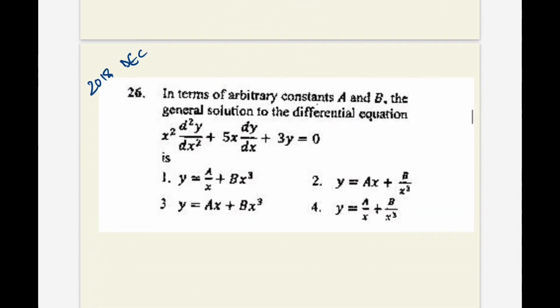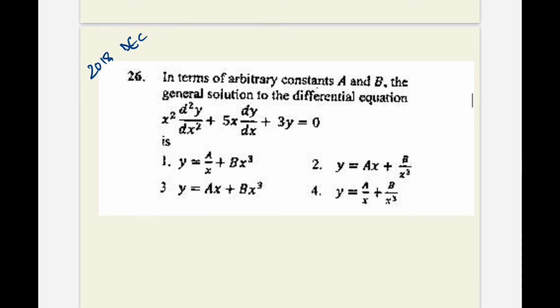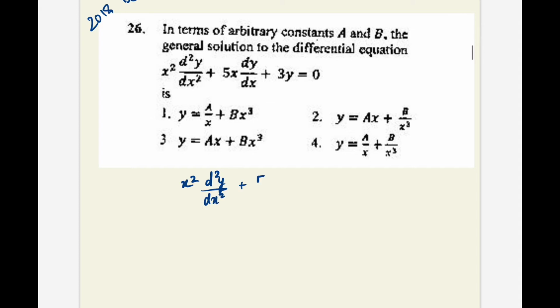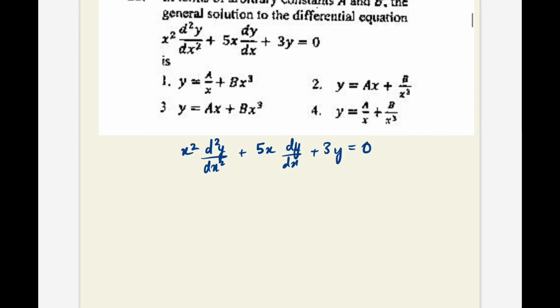Next question is from 2018 December. In terms of arbitrary constants a and b, the general solution to the differential equation is given like this. The equation is x squared d2y/dx2 plus 5x dy/dx plus 3y equals 0. The above equation is of the form of a Cauchy-Euler differential equation of second order.